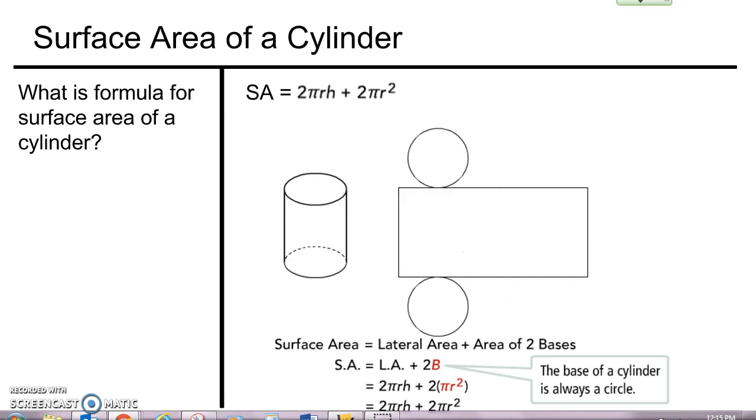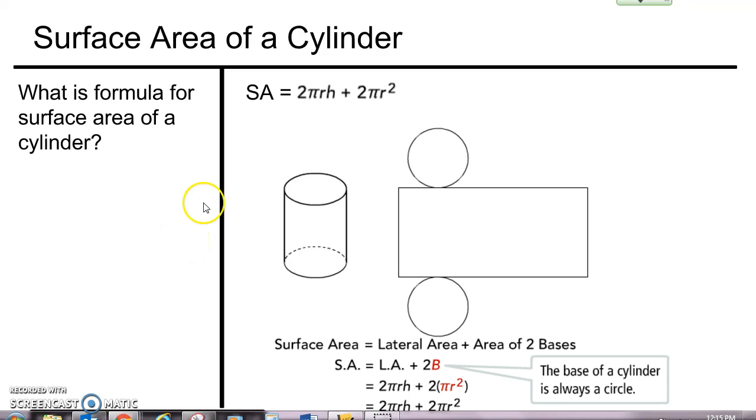Okay, what is the formula for surface area of a cylinder? We already talked about what a cylinder is yesterday. I want you to copy down the formula. It is 2 pi r h plus 2 pi r squared. And I thought a visual of why that's the formula might help you understand the surface area formula for the cylinder better.